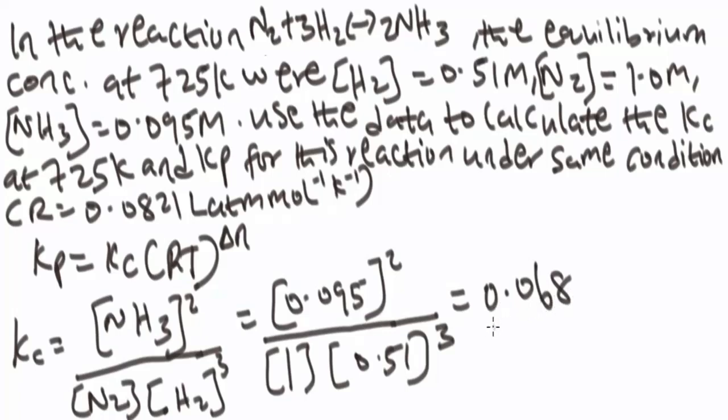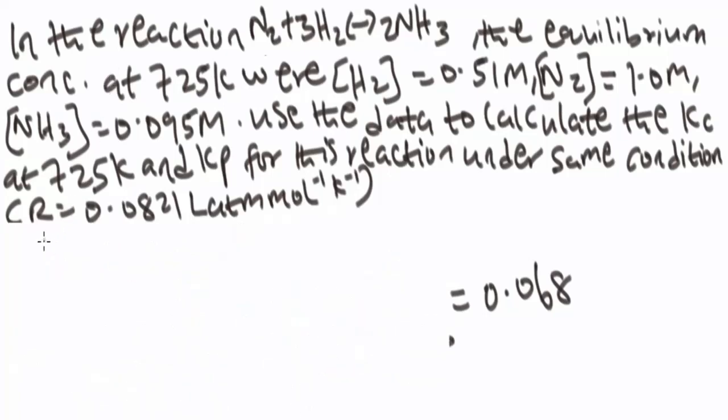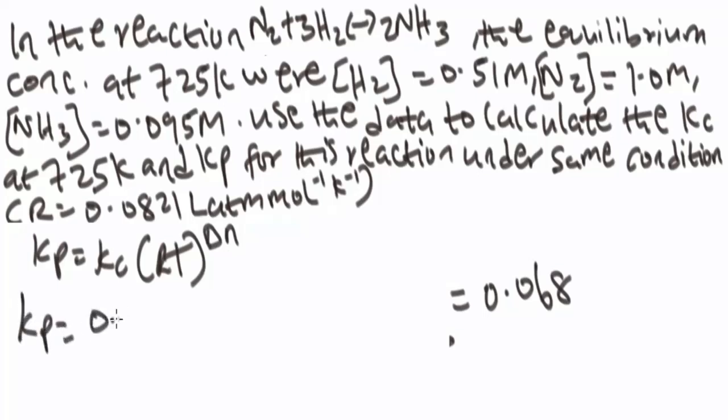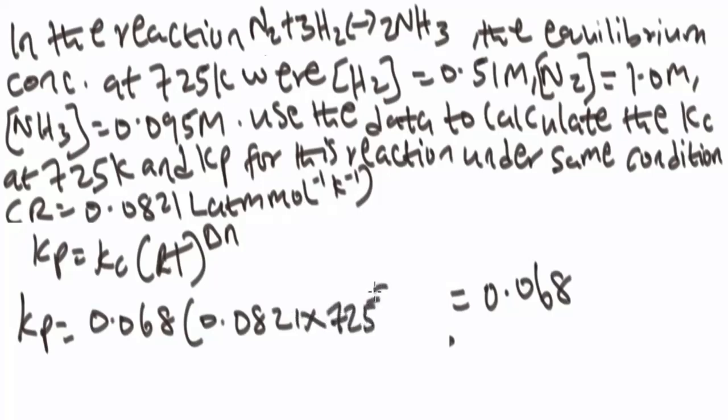Alright, so now that we have Kc, we can impute it in the formula. Let me wipe this side. Kp equals Kc times (RT) to the power of change in n. Let's impute that: Kp will be Kc, 0.068, multiplied by the constant 0.0821, times the temperature, 725, in brackets. Now the change in n will be the change in the number of moles, that is the moles of the product minus the moles of the reactants.